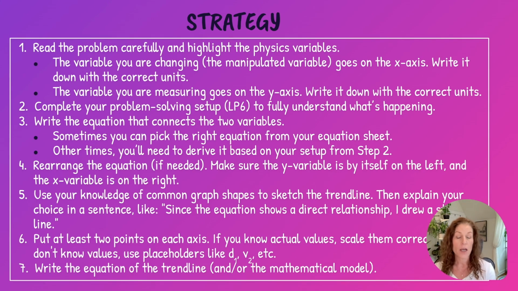And then just say it. Since the equation is direct, I drew a straight line. You could say that. Put at least 2 points on each axis. If you know the actual values, scale them correctly. If you don't know the values, you can actually just use placeholders. You can put kinetic energy 1 and time 1, for example. And then, if you can, write the equation of the trend line and or the mathematical model.